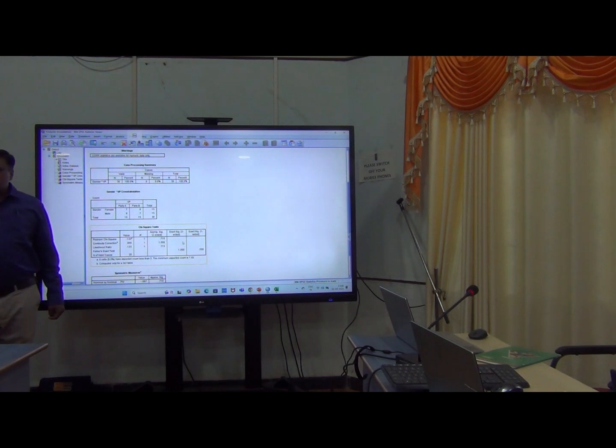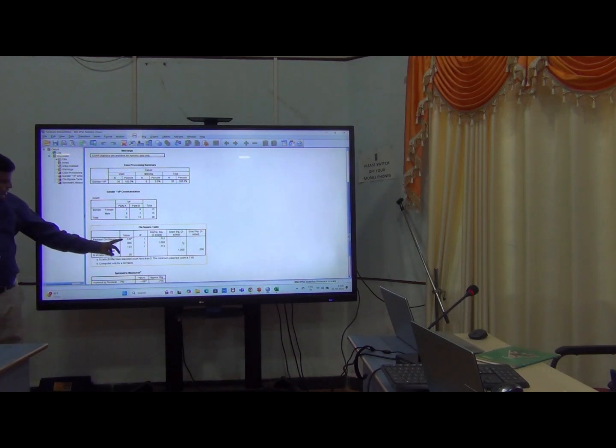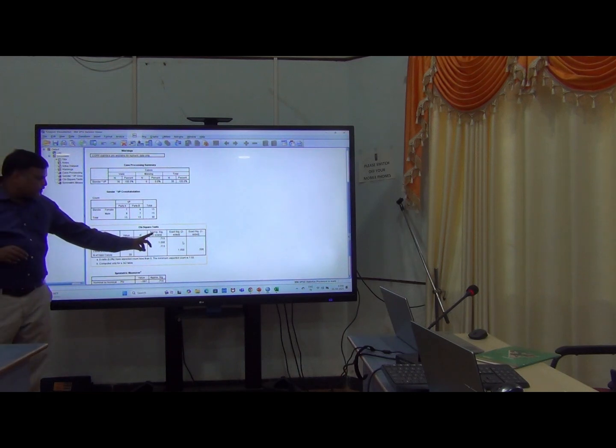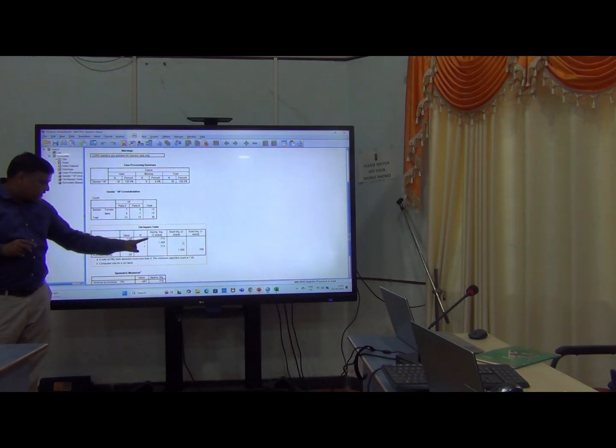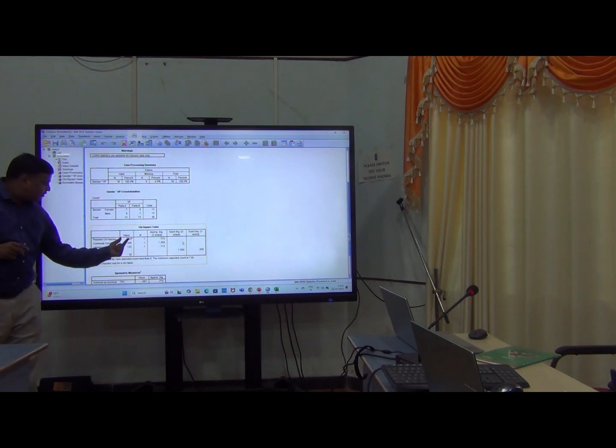Look at the board: 0.05. If it is higher, what should we do? Accept. Okay, 0.133, you have to accept the null hypothesis. This is the asymptotic significance level, 0.133. Then 0.715, so this is also greater than the 0.05 level. This one is 0.715, the chi-square value.